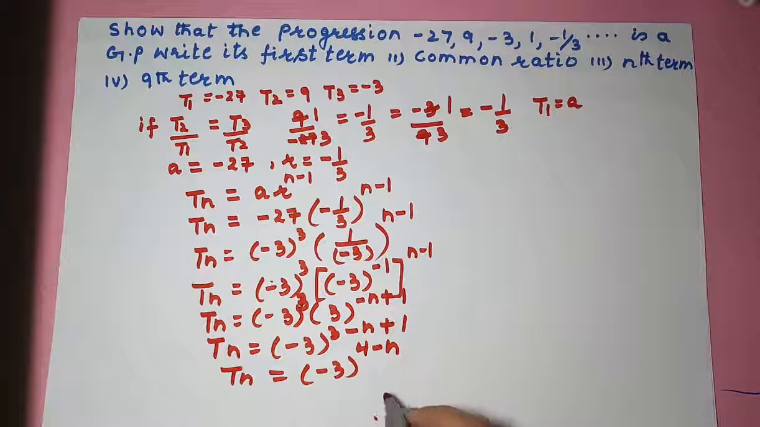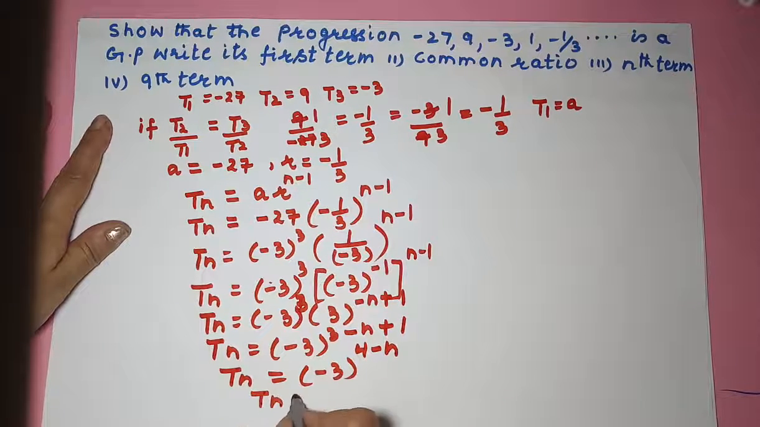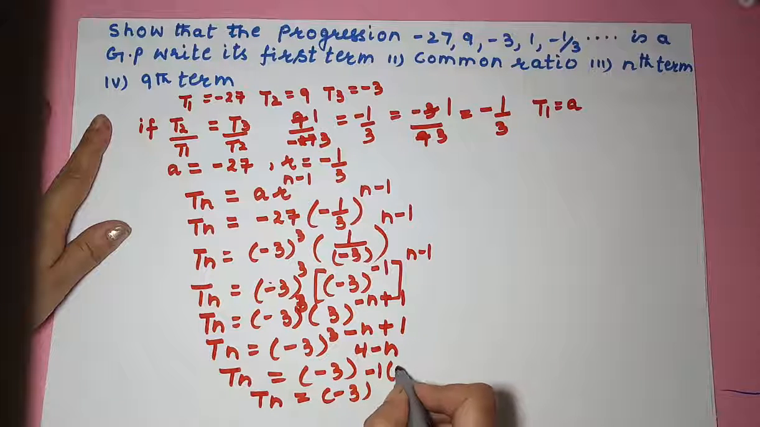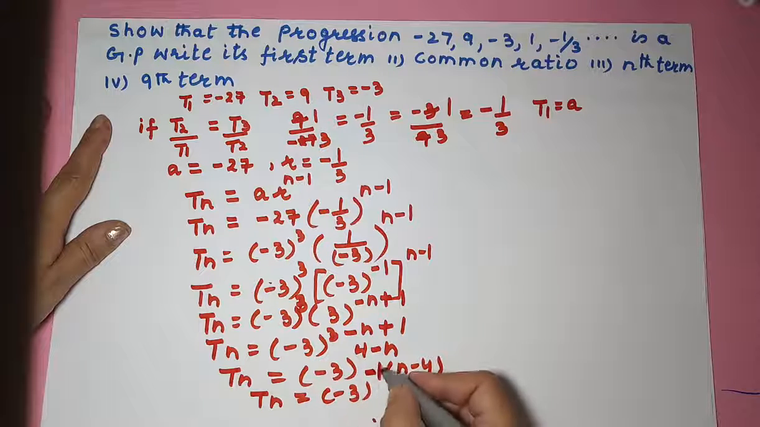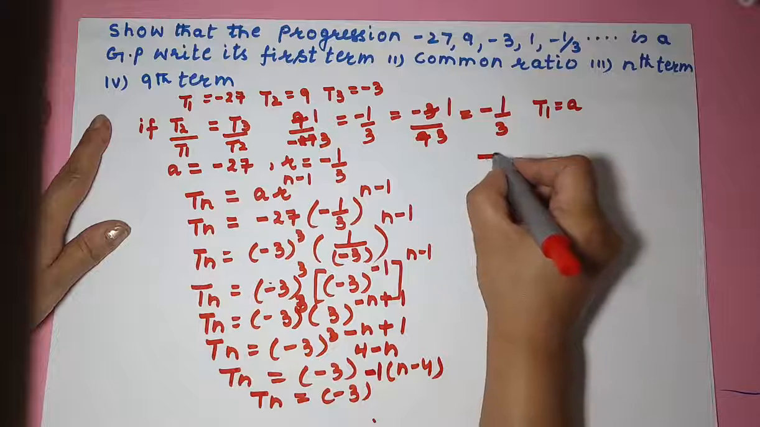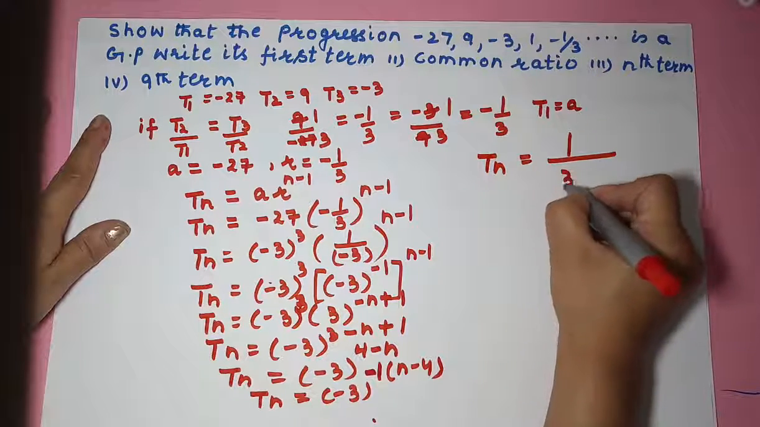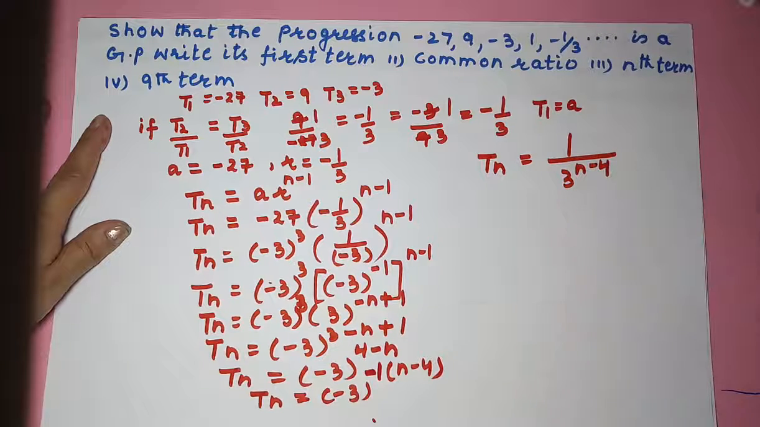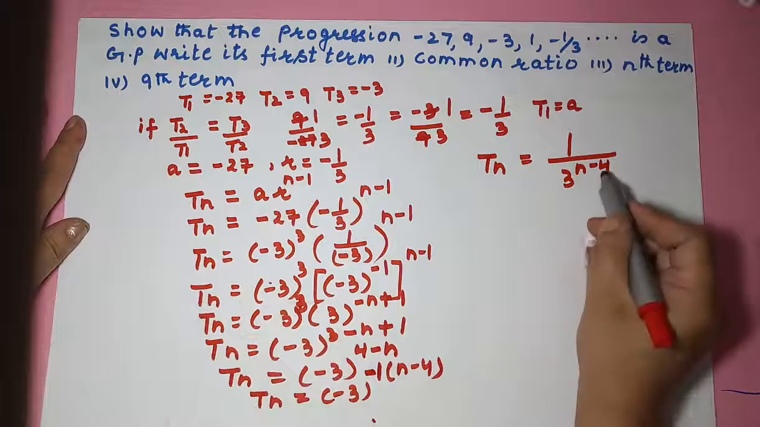One thing you have to remember is that this n should never be negative. So let's try to make this positive. How? I can take minus 1 common here. So I will get n minus 4. Right? Now I can shift. If anything is raised to power minus 1, I can shift that to the denominator. So my Tn will be 1 upon 3 raised to n minus 4. So I have derived the general term for this, which is this.